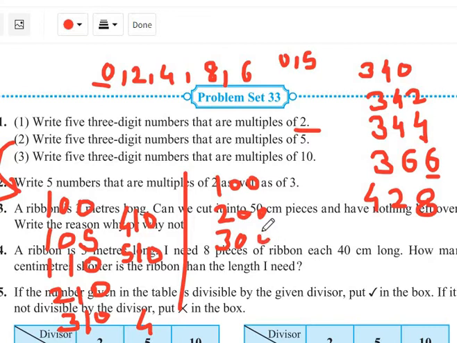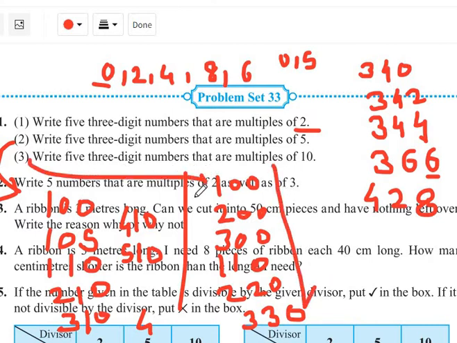Last is 0, no? Suppose I write 110, 220, 330. The last digit is 0, then that is a multiple of 10. See, the answer of this third question is this. Okay, and the answer of the second question is this one. The answer of the first question is this one.